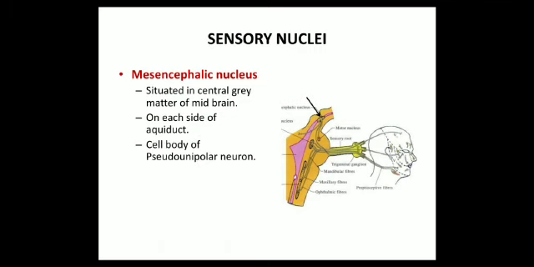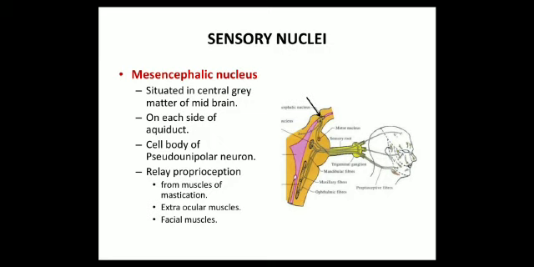It consists of the cell body of pseudo-unipolar neuron and it relays the proprioception from the muscles of mastication, the extraocular muscles and the facial muscles.